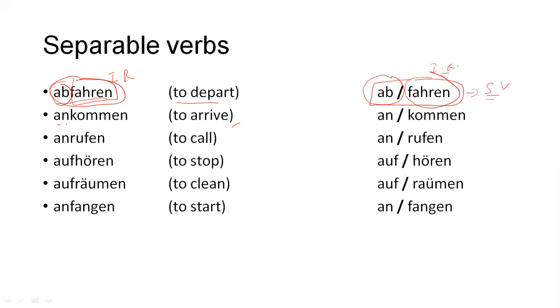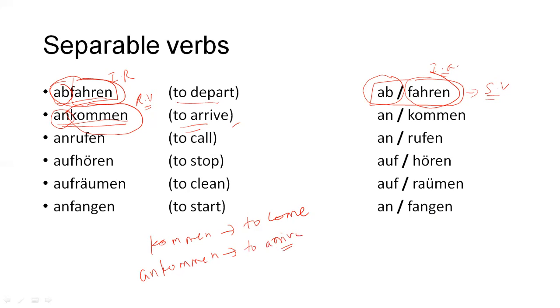Similarly, next is ankommen. Here kommen is a regular verb and an is a prefix, which means to arrive. If I take the verb kommen, what is the meaning of kommen? Kommen means to come. But if I add a prefix an here and I write ankommen, its meaning changes, and its meaning is then to arrive, right? Then similarly, next is anrufen. Here an is the prefix and rufen is a regular verb, which means to call, right?